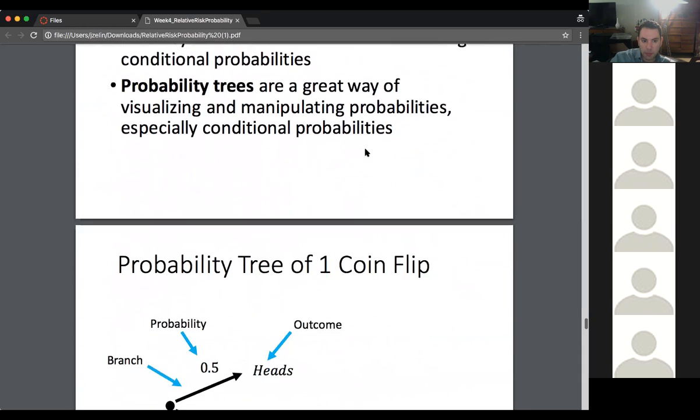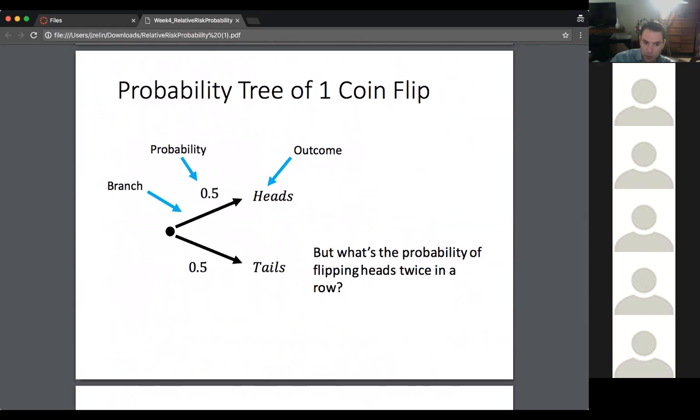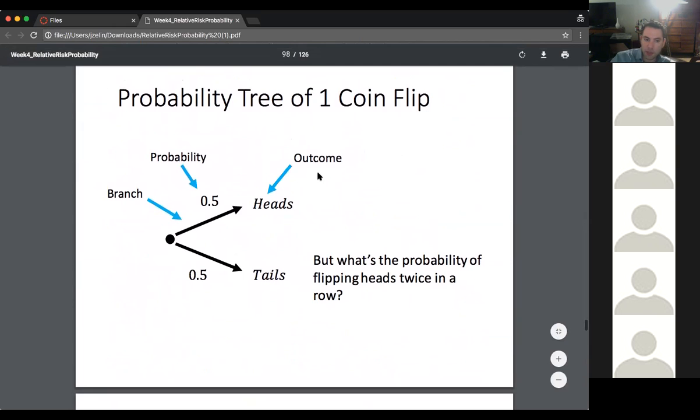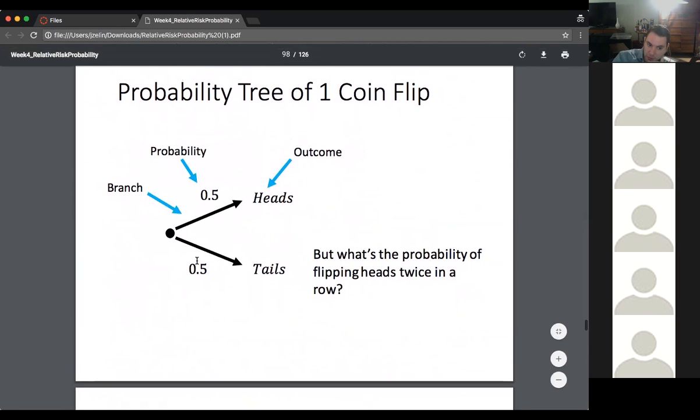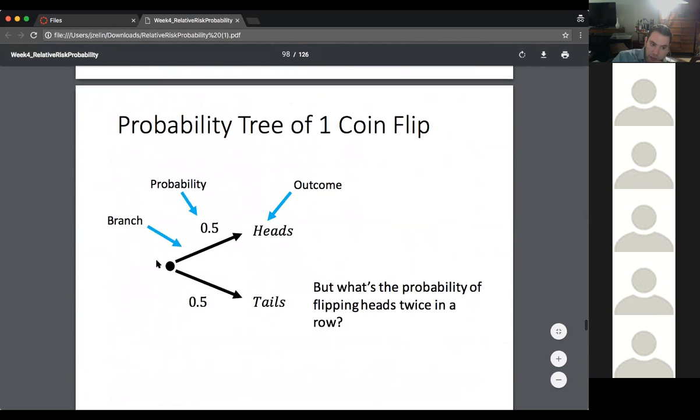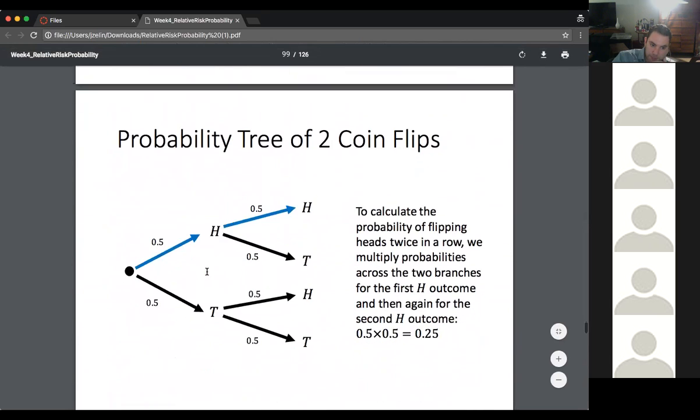So we could use probability trees, and this is what a probability tree looks like. We have the probability tree for a single coin flip. It can be either heads or tails, and we put the probability of each of those two events occurring as 0.5 for each of those two legs of the probability tree. So if we add these two up, we get 1, which is the total sample space.